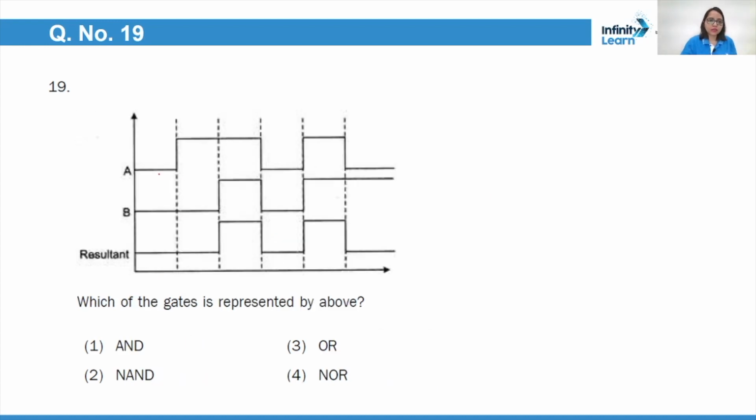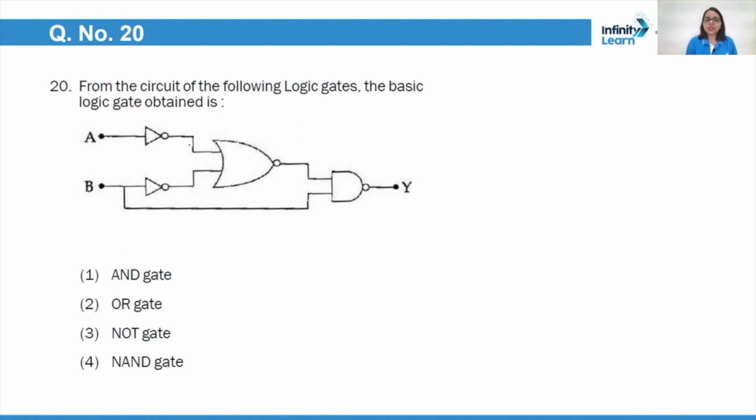Question number 19. So we have for 0 0 input 0, for 1 0 again 0, 1 1 1, then 0 0 0, 1 0 1. So this is for AND gate. Next is question number 20. From the circuit of the following logic gates, the basic logic gate obtained is.